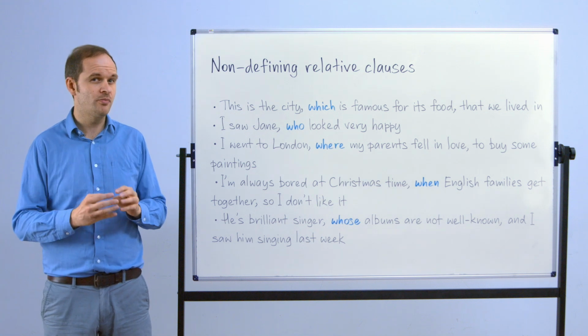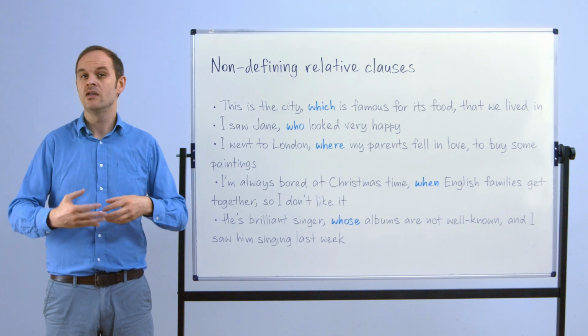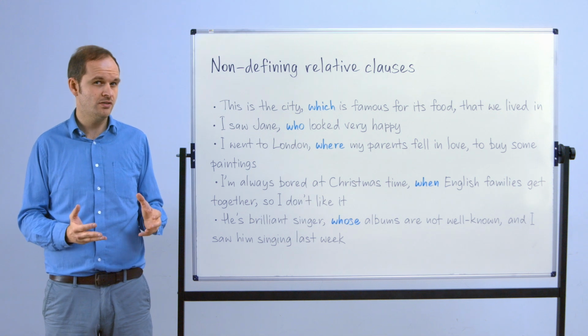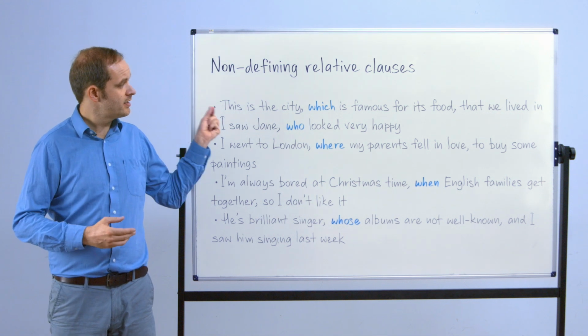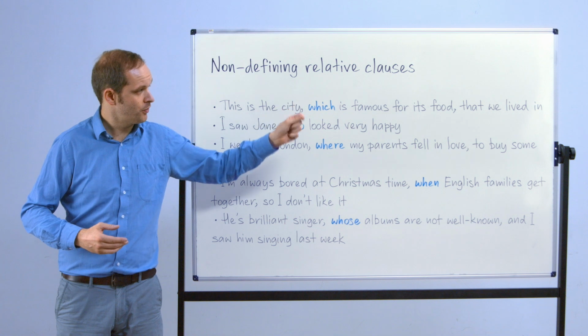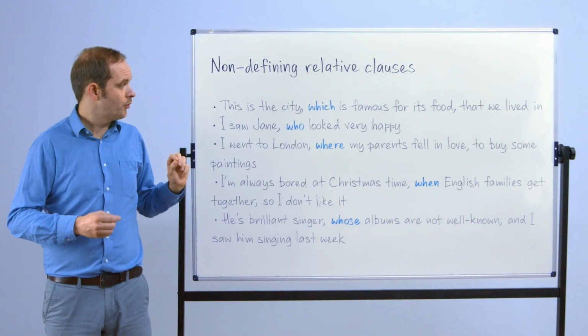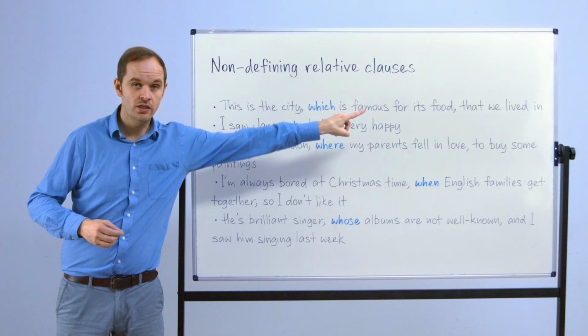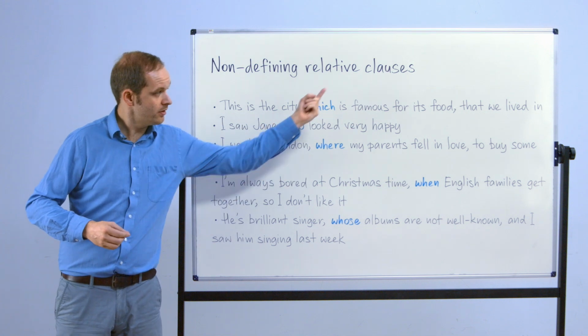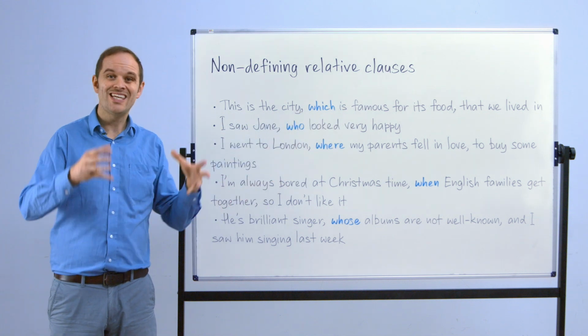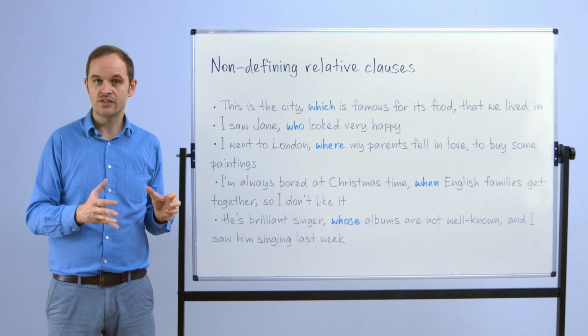Now, if we have a look at some example sentences, it will make it clearer what I mean by adding extra information to sentences. For example, this is the city, which is famous for its food, that we lived in. Now, you'll notice we've got some punctuation here. The punctuation, i.e. the two commas, represent the extra information we want to add to the sentence.